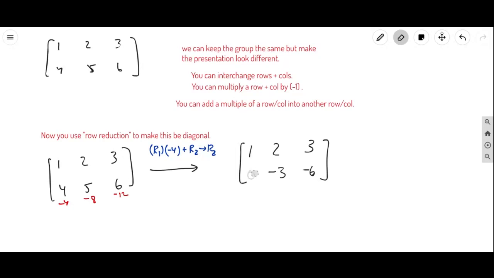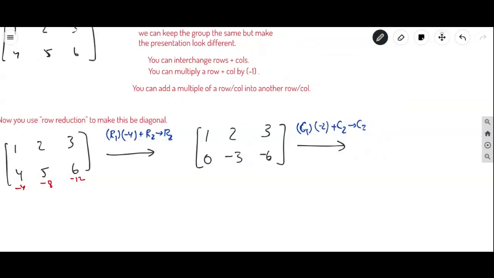So here you can use the first column to eliminate that number. The operation that you're going to do here is take column 1 multiplied by -2, and add it to column 2, and substitute that into column 2. And when we do that, let me just write out what the numbers are.